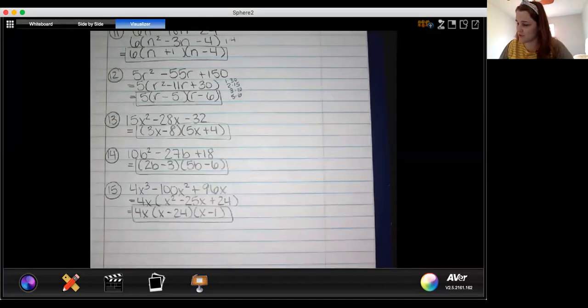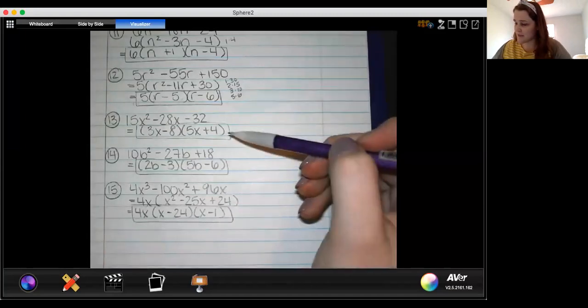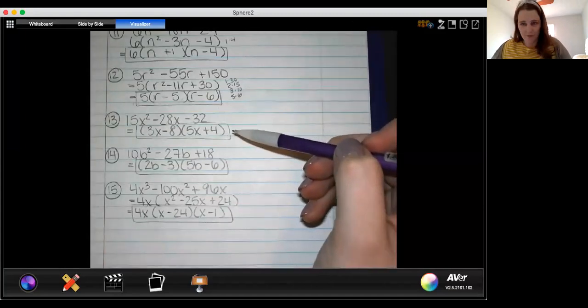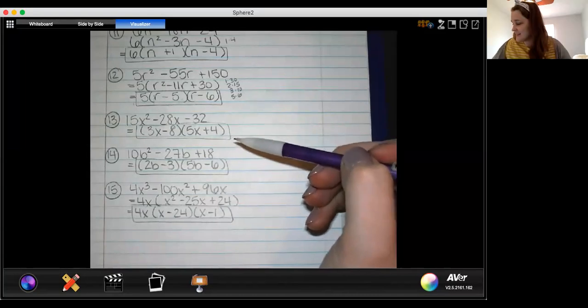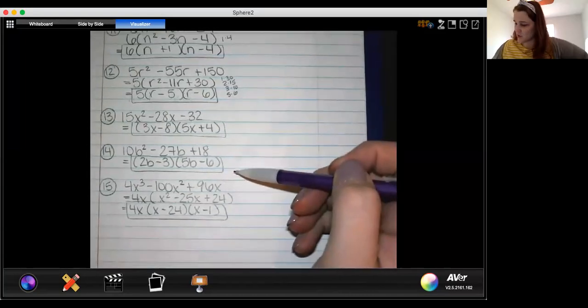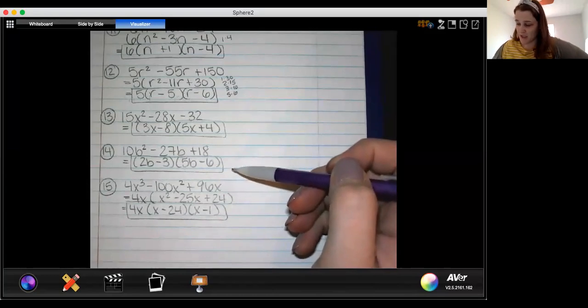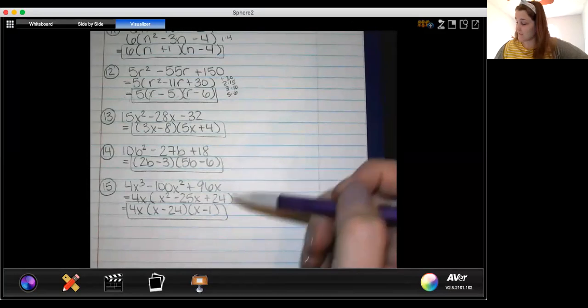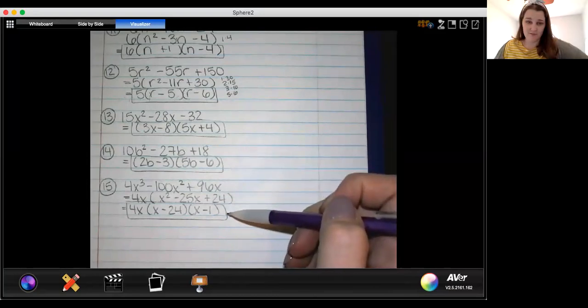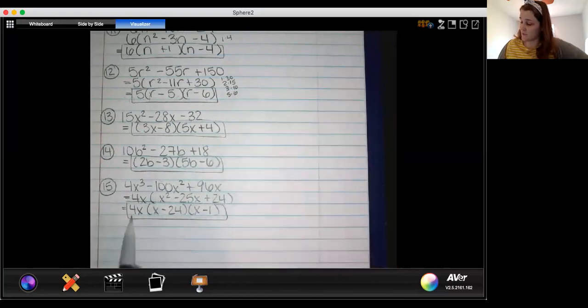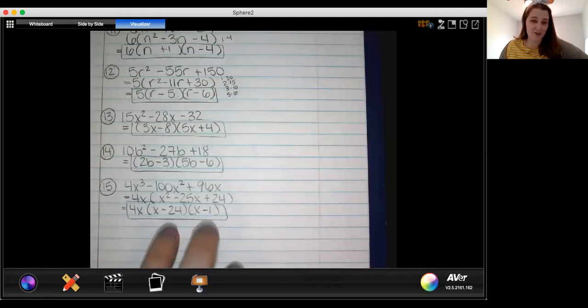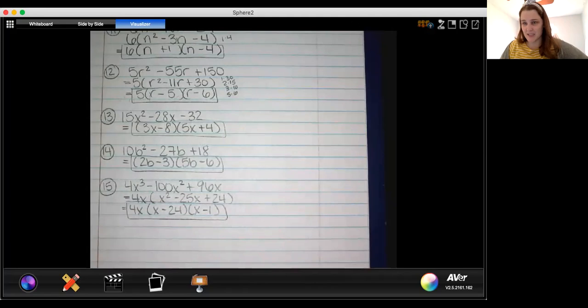So on 13, you should have gotten 3x minus 8 and 5x plus 4, or 5x plus 4 and 3x minus 8. On 14, 2b minus 3, 5b minus 6. And 15 had a GCF and factored, so 4x times x minus 24 and x minus 1. There's an option there where we actually used the big number because we wanted to get negative 25, so we had to get negative 24 in there. Okay, so hopefully these are going better for you. If you're having questions, please contact me.